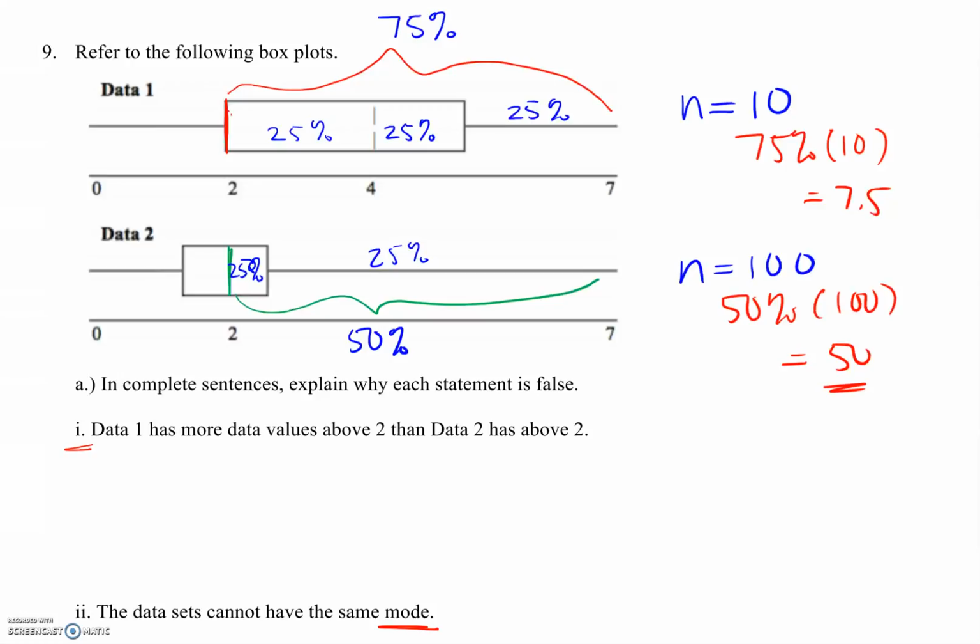Something else you can do for number 2 is try to come up with a data set that would fit your box plot and that has the same mode as the other data set that would fit data set 2. That's a little bit trickier than just trying to explain how the mode shouldn't have anything to do with these box plots.